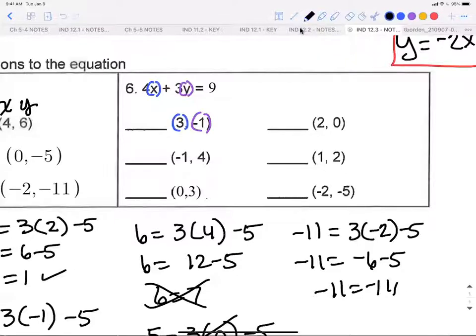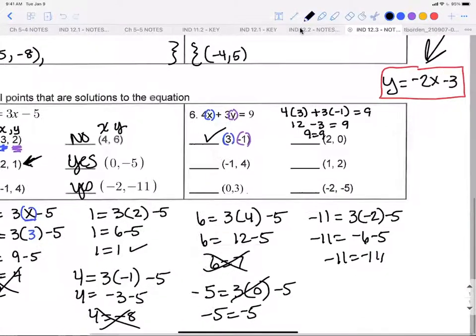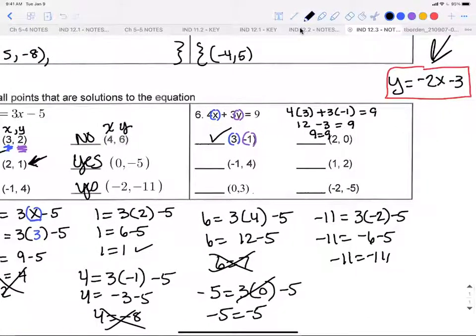Okay. So when you plug it in, it is 4 times your X plus 3 times your Y equals 9. 4 times 3 is 12. 3 times negative 1 is negative 3. And 12 minus 3 is 9. So yes, that one checks out. So just plug it in. Anywhere there's an X, plug the X value in. Anywhere there's a Y, plug the Y value in, and then evaluate it to see if it's true or false.